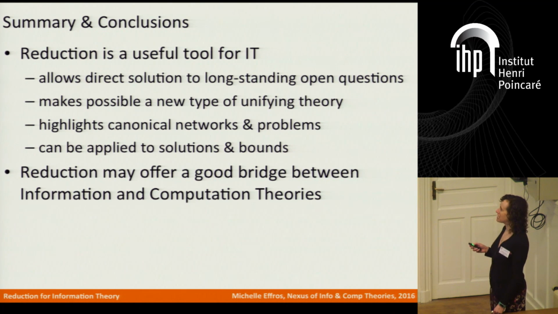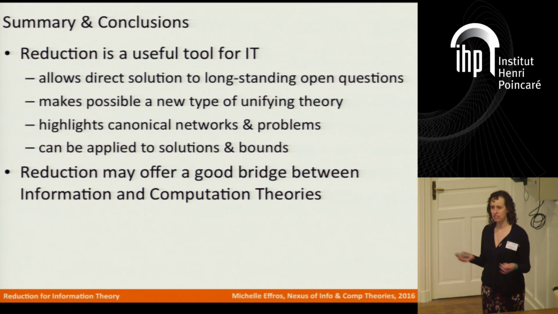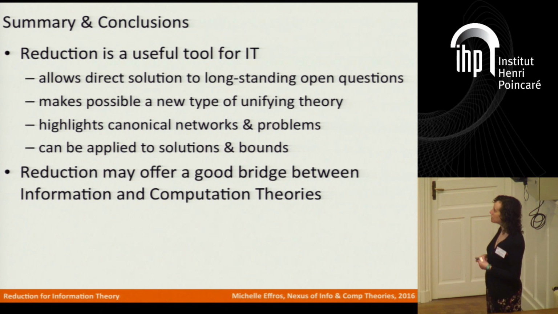To give you some of the things that we've done with them so far, they allow direct solution of long-standing open questions. The delay example was one such example. They make possible a new type of unifying theory, giving us structure to the family of problems and giving us the ability to answer problems about all networks and understand when big classes of networks have related solutions, which is really hard to do when you're solving problems one at a time, which is the traditional information theoretic proof.